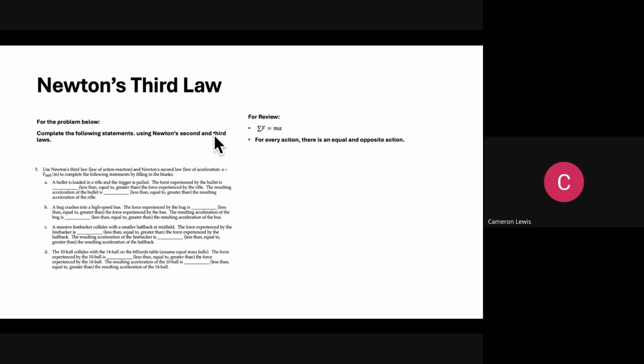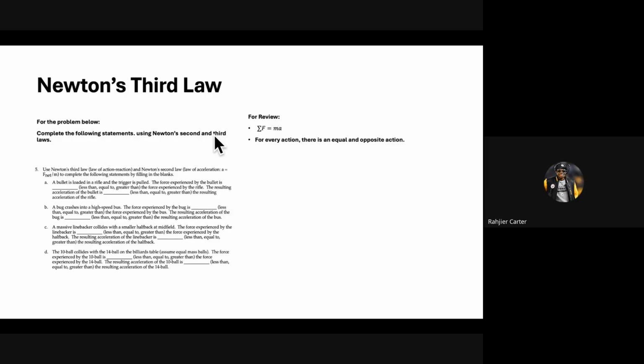What? For every force... Oh, it's equal. It's equal because for every action, there's an opposite reaction. Yes. Opposite and equal, right? But now the resulting acceleration of the bug is less than, equal to, or greater than the resulting acceleration of the bus? Equal to. It's less than. The acceleration of the bug is less than.